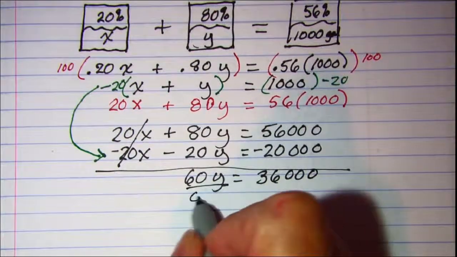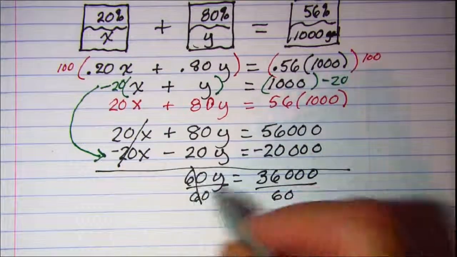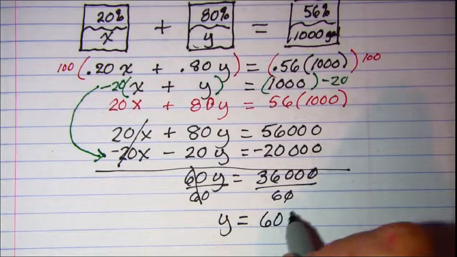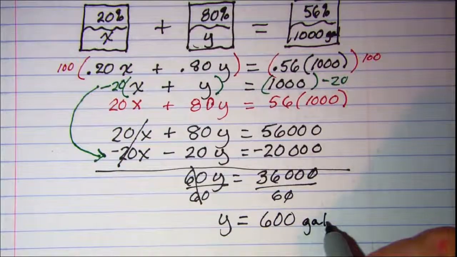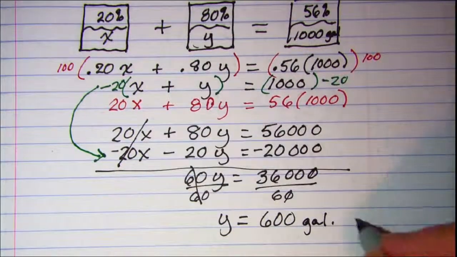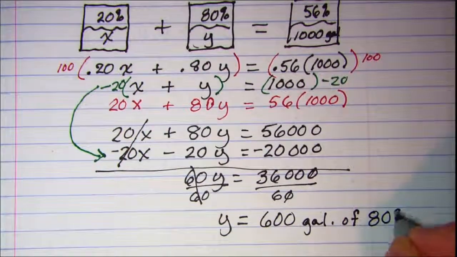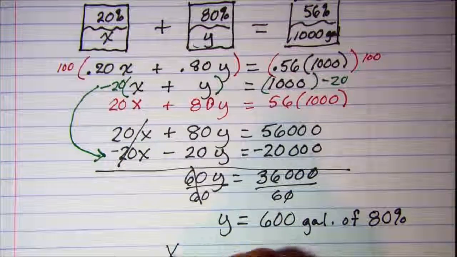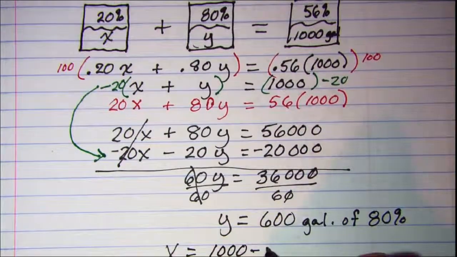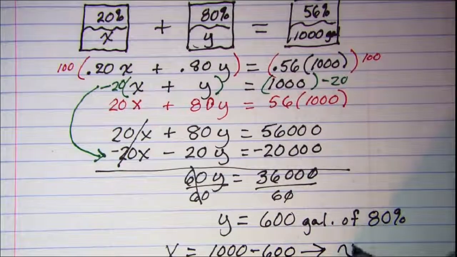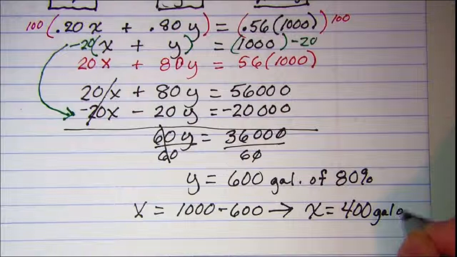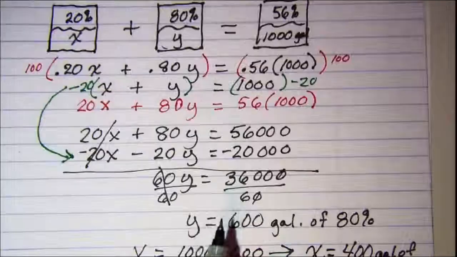Divide both sides by 60. These cancel. And I have y is equal to 600. So I have 600 gallons of the y, which is the 80%. Now I know that x plus y is 1,000, so x is going to be 1,000 minus 600, which means x is 400 gallons of 20%.